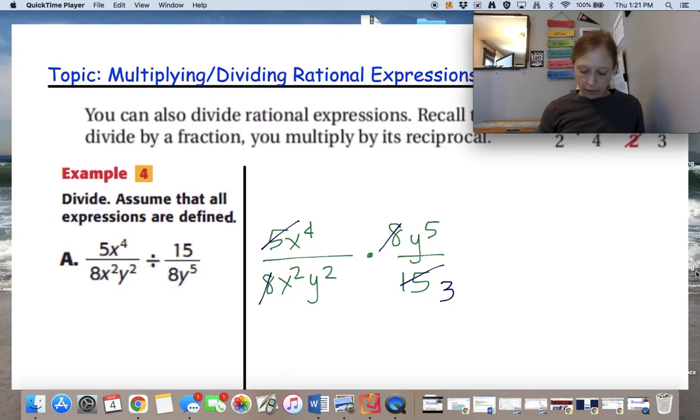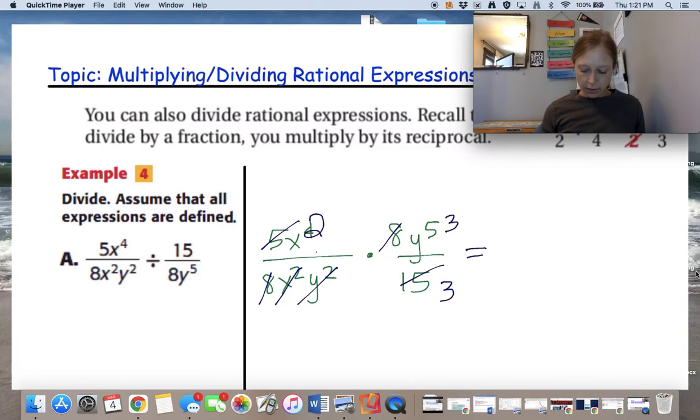8 and 8 cancel. And then here I will have x to the fourth over x squared, so I can subtract these exponents. 4 minus 2 is 2. And then I've got the y squared and the y to the fifth. There are more y's on top. 5 minus 2 is 3.